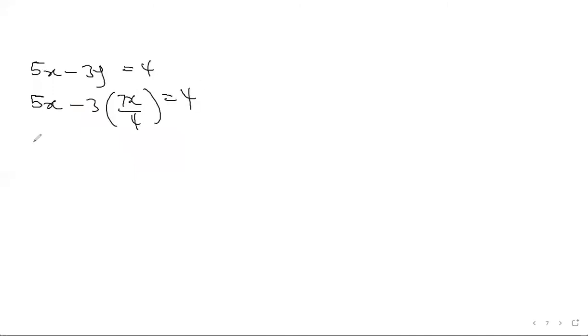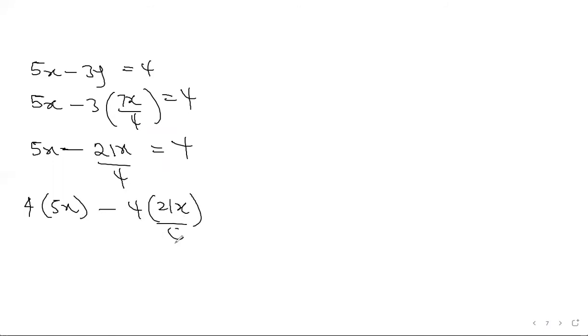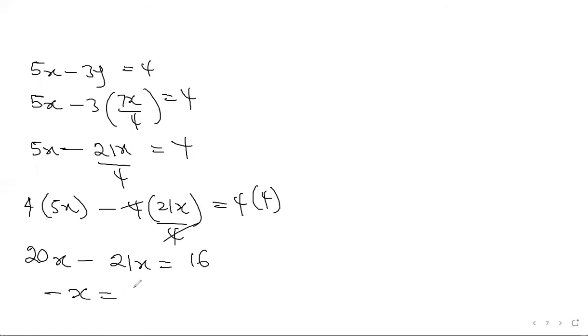equals 4. Okay? So 5x minus, if we expand that, we remove that bracket, we have 21x over 4 equals 4. So if I multiply all through by 4 to clear off this denominator, then I will have 4 into 5x minus 4 into 21x over 4 equals 4 times 4. So we cancel that, then we have 20x minus 21x equals 16. Then we have minus x equals 16.